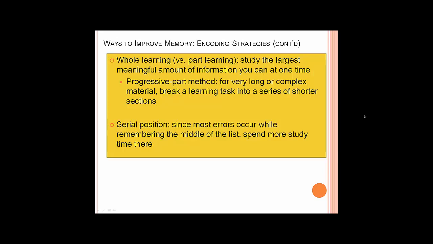We also do what we call whole learning, versus part learning, and that is: study the largest meaningful amount of information that you can at one time. This is part of a progressive part method. So for very long or complex material, break a learning task into a series of shorter sections. Serial position, as we talked about, is also very important. That is, since most errors occur while remembering the middle part of the list, spend more study time on the middle part.